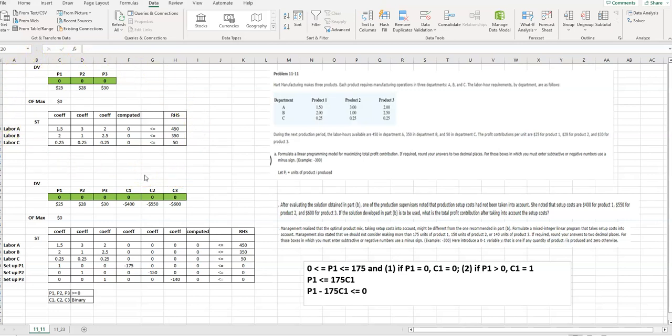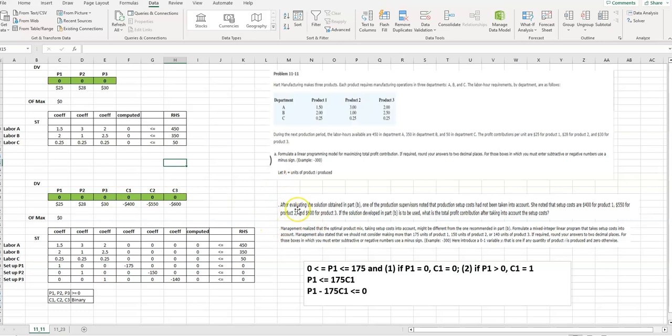This one is quite simple for us. We're maximizing the profit. I've got our old friend here, the sum product formula, to compute the sum product of the decision variables and the profit contributions. And then similarly, I'm using the sum product of the coefficients, which effectively are the labor times for each labor area for each product made, and then I have the right-hand side constraints. So this is a very simple model. No need to go through this one any further. But it's important to set that up as we go through and look at the second half of this.